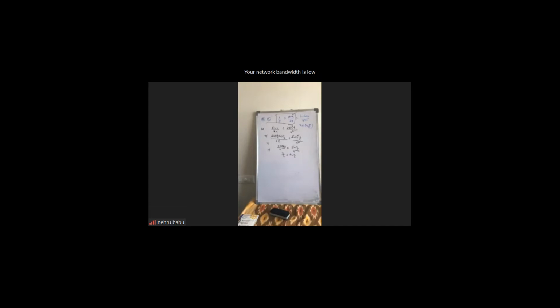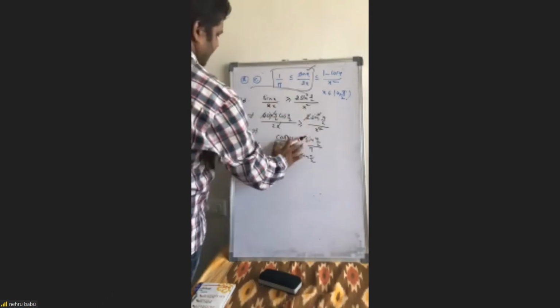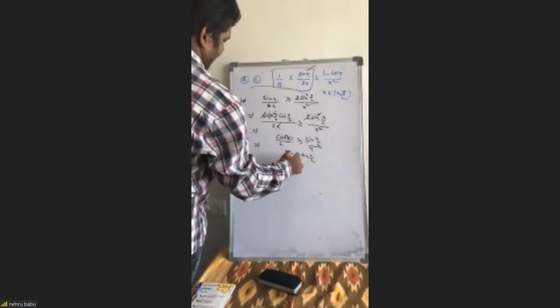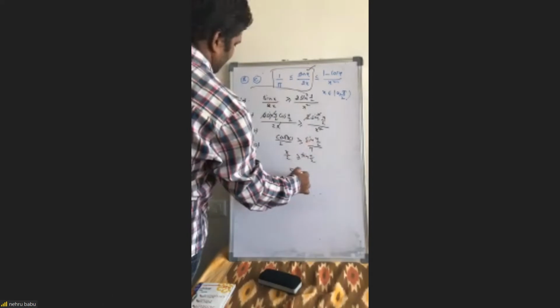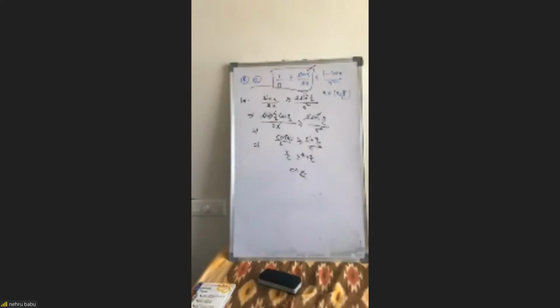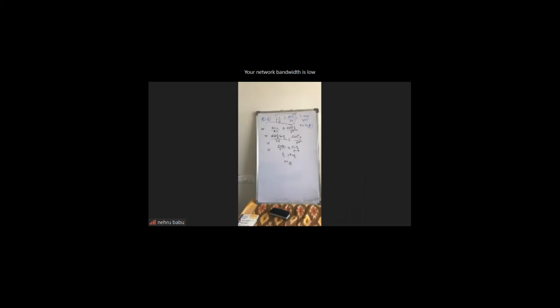Or in the starting only we can assume the converse. Let's assume this result: x by 2 greater than or equal to tan x by 2, which is not possible. So our assumption is wrong. What is our assumption? Sin x by 2x is greater than or equal to that result. So it's always false. Any other common doubt is there?